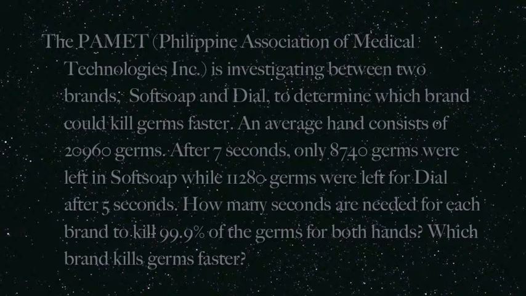An average hand consists of 20,960 germs. After 7 seconds, only 8,740 germs were left in soft soap, while 11,280 germs were left for dial after 5 seconds. How many seconds are needed for each brand to kill 99.9% of the germs for both hands? Which brand kills germs faster?